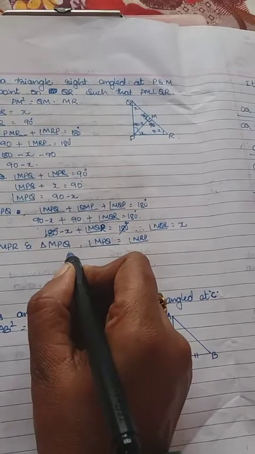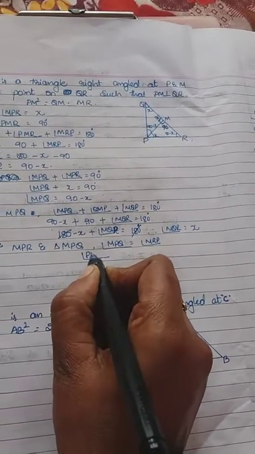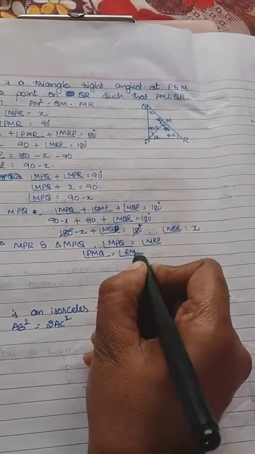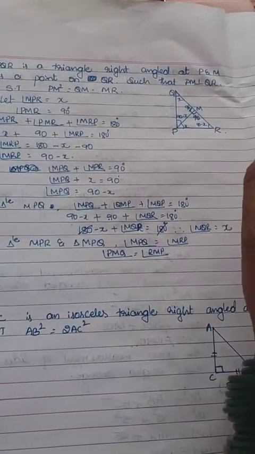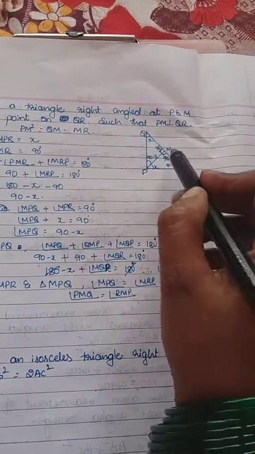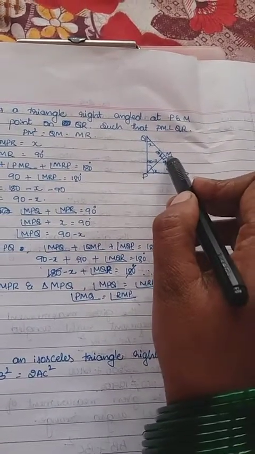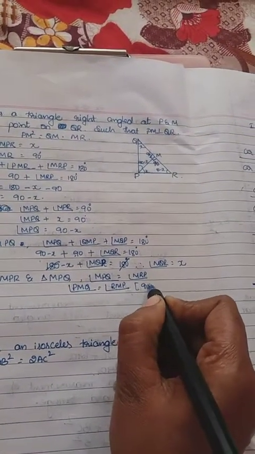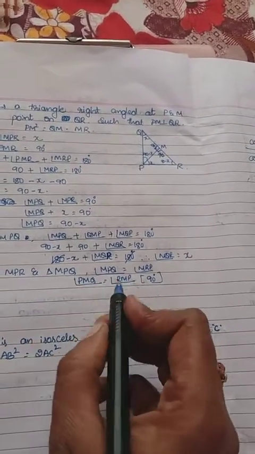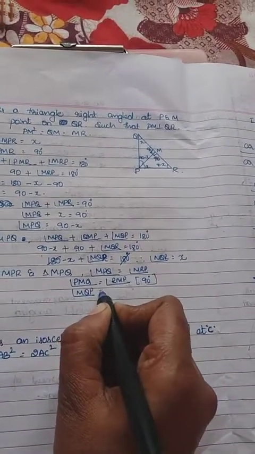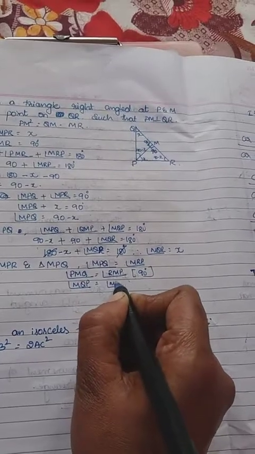The next thing is angle PMQ equal to angle RMP. We can write that. Why? See here, PMQ equals RMP, both are 90 degrees, a right angle. So that's why both are 90 degrees. Next, one more thing: angle MQP equal to angle MPR.